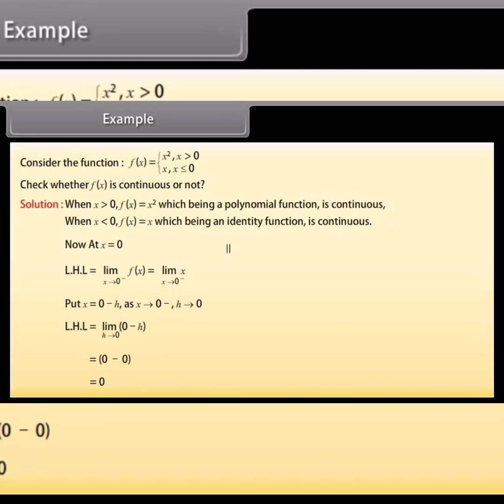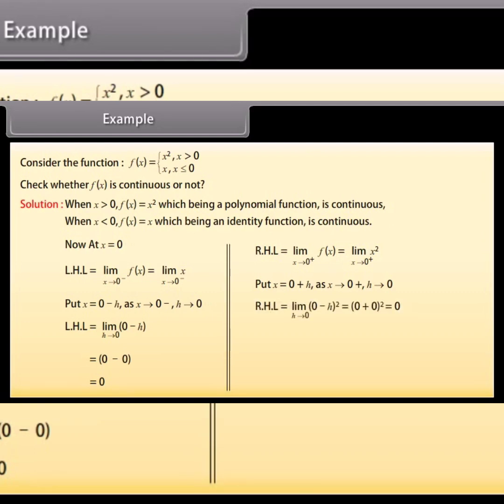equal to 0. Right-hand limit is equal to limit x approaches 0 plus of f of x, is equal to limit x approaches 0 plus of x square. Put x is equal to 0 plus h, as x approaches 0 plus, h approaches 0. Right-hand limit is equal to limit h approaches 0 of 0 plus h square, is equal to 0 plus 0 square, is equal to 0.